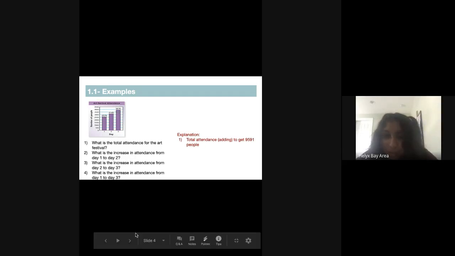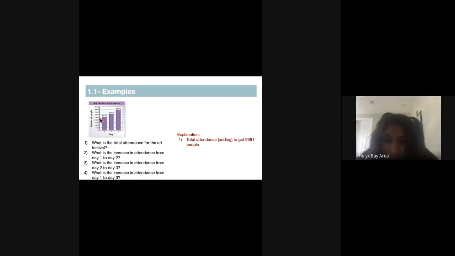Okay, so how you'd go about this is first, we need the total attendance. And for the total attendance, we need to add all of the people from each day of the art festival together so that we can get the total amount of people for the whole festival. So that would be adding this number plus this number plus this number, which is 2,570 plus 3,145 plus 3,876. And when you add all of these up together, we would get a total of 9,591 people.